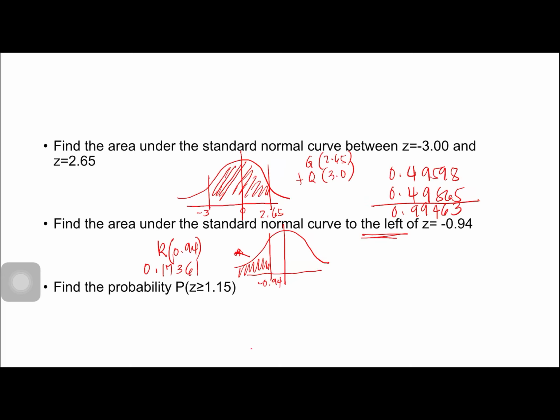Find the probability of P of Z is greater than or equal to 1.15. So let us draw the curve. We have there 1.15 is positive, so it's located at the right. That is 1.15. And this is our area of concern. So this one is again R of 1.15. We have there 0.12507. Okay?